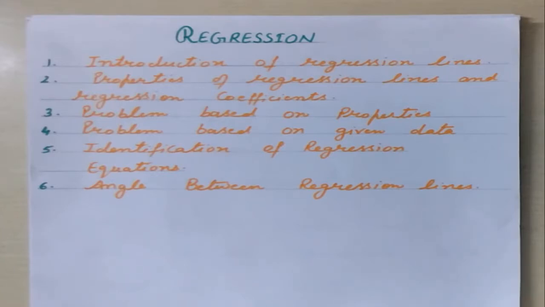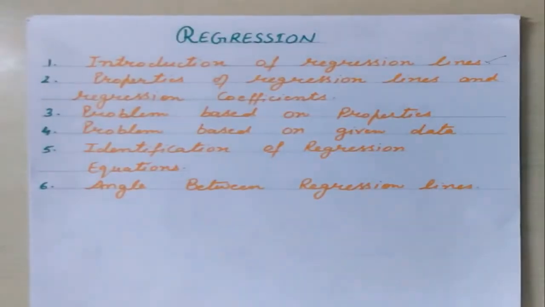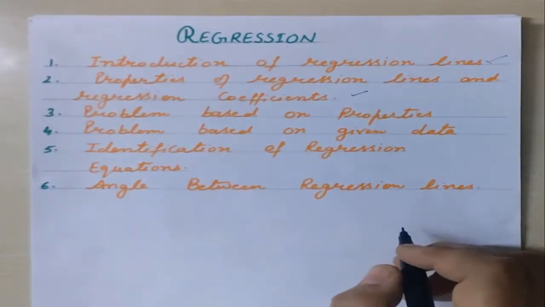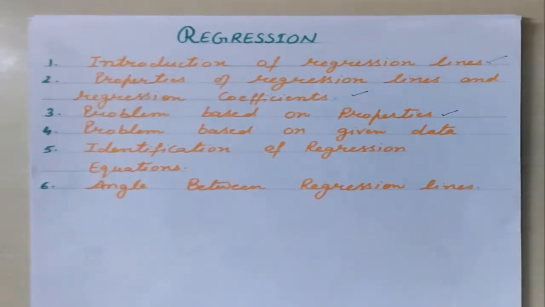In our previous video, we already discussed the meaning of the regression line. Then we also discussed the properties of the regression line and the meaning of the regression coefficient. Then we discussed two problems based on those properties. In continuation with this topic, today we will discuss how to solve problems that are based on the given data.